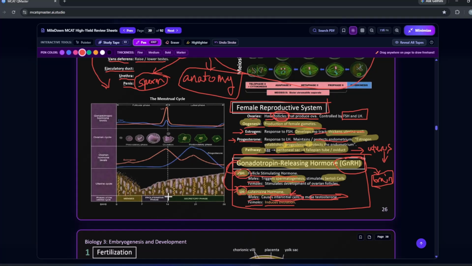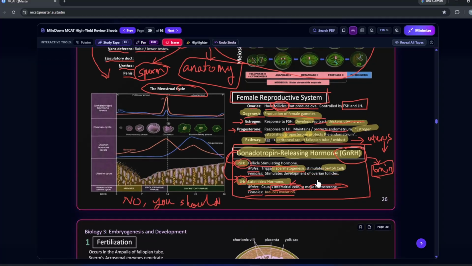And you're thinking, well, if none of this is on here, it's not high yield and it's out of scope. No, you have to know this as well. You should know this, because if you know this, you'll understand the menstrual cycle. All right, and then we'll go over ovarian follicles when I go over the menstrual cycle. As I said, I'll do the females after.